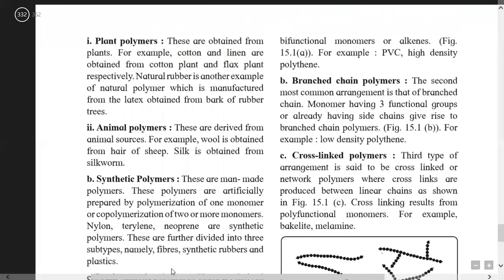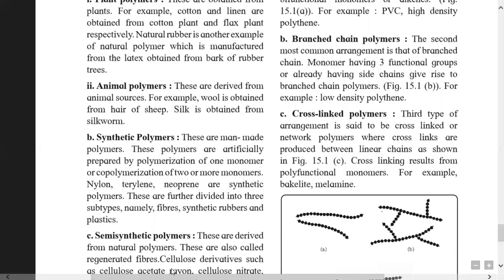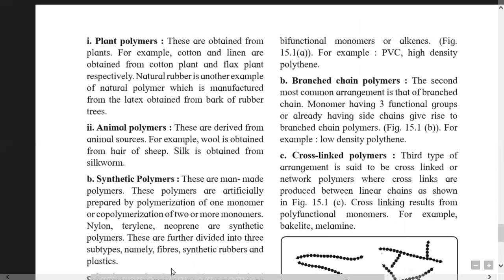So that is the plant polymers or vegetable polymers. Second type under natural polymers is animal polymers. So some polymers are obtained from animal source and the examples are wool and silk. So wool is obtained from sheep and silk is obtained from silkworm. So that is about the plant and the animal polymers.